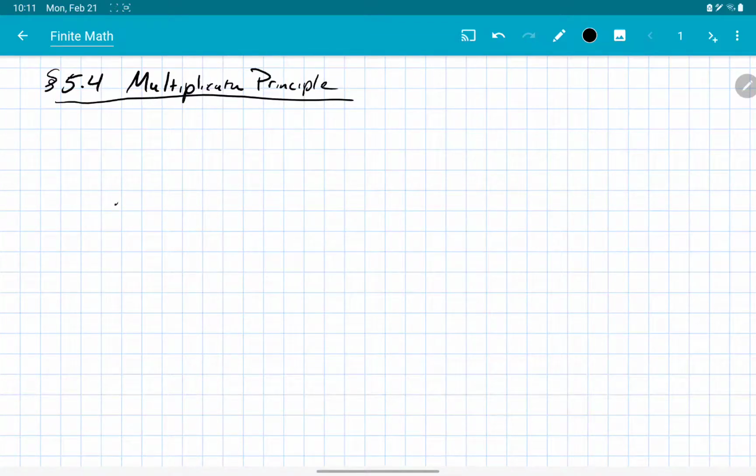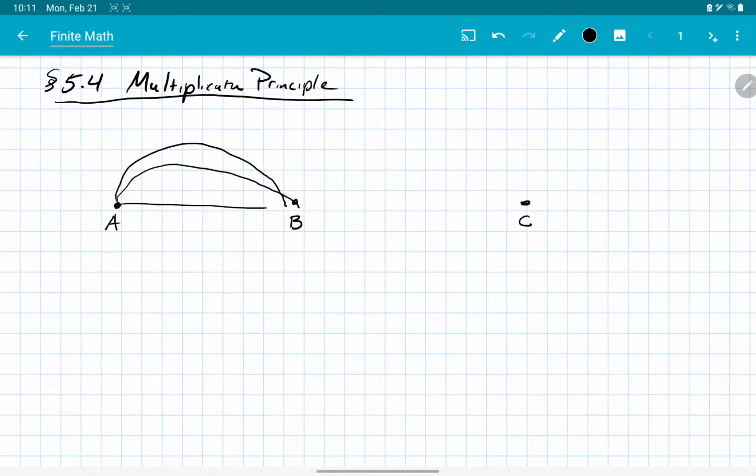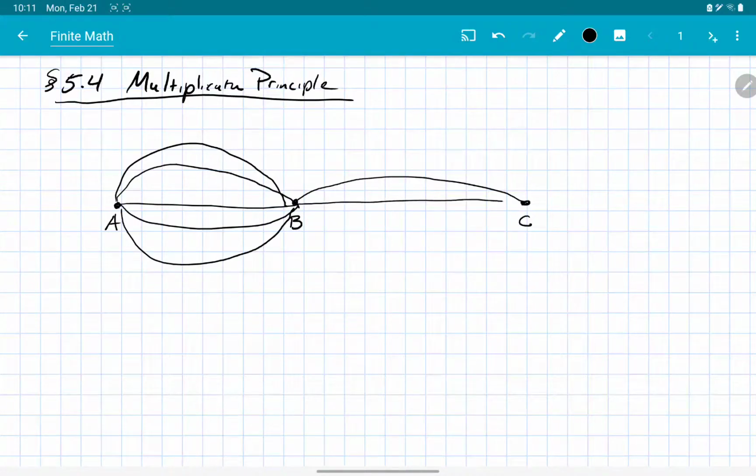Okay, so suppose we want to travel from one point A to another point C, and we need to stop at a point B in between. Now suppose that there's not just one way from A to B, but actually 5 ways from A to B. And not just one way from B to C, we have 3 ways from B to C, right? So we could take path 1, path 2, path 3, path 4, or path 5, or we take path alpha, beta, gamma.